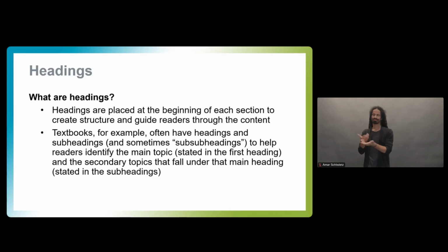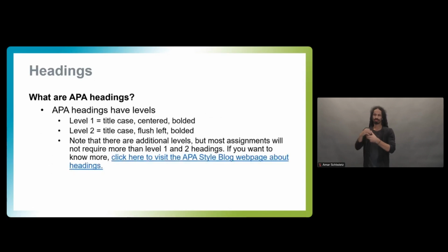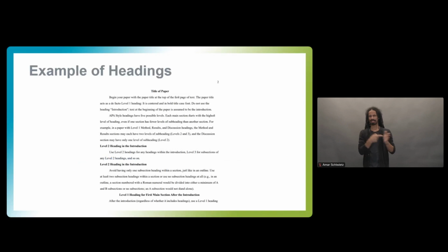So let's look at an example. I'm just going to skip ahead to this example for a moment. You'll see those bolded parts above the paragraphs where it says title of paper, level 2 heading in the introduction, level 2 heading, and then near the bottom, you see level 1 heading. Those bolded text parts are what we're talking about here, the titles of sections within your paper.